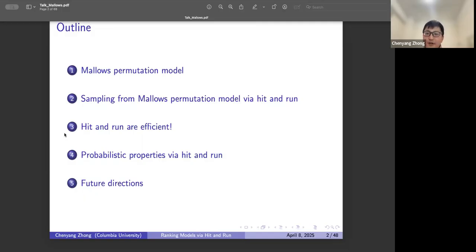And I will also talk about another use of hit and run: it is not only useful for drawing samples from this model, but it can also help us as a mathematical or theoretical tool for analyzing certain properties of the ranking model that we consider. And in the end, I'm also going to talk about some future directions.